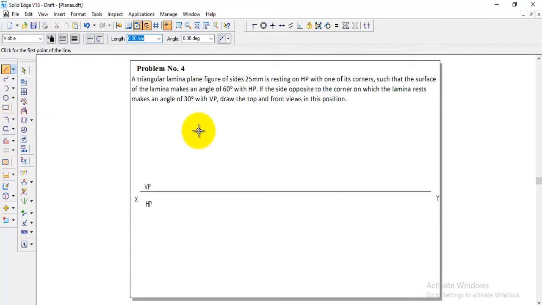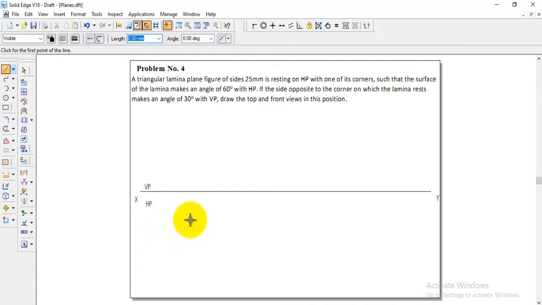Now the triangle, the resting condition. First step, we are checking the resting condition. Here the triangular lamina is resting on HP with one of its corners. So they have given the corner condition, and the lamina should be resting in HP. That means the corner should come on the left side. In HP we need to place it.